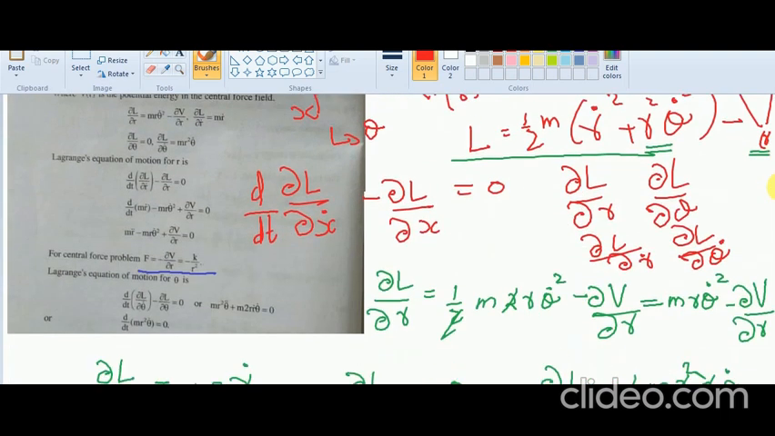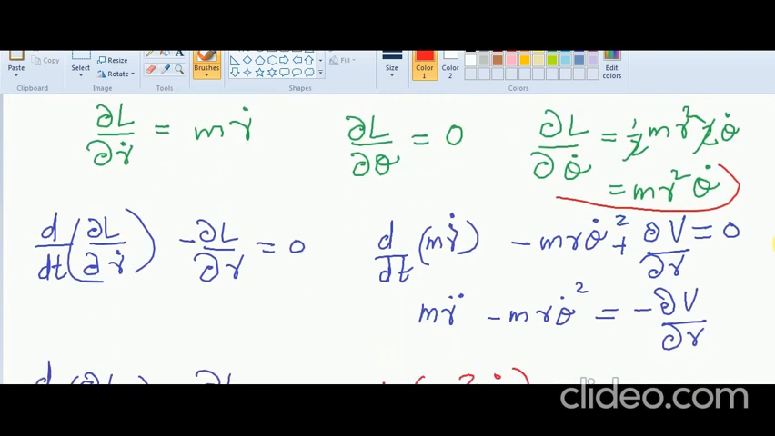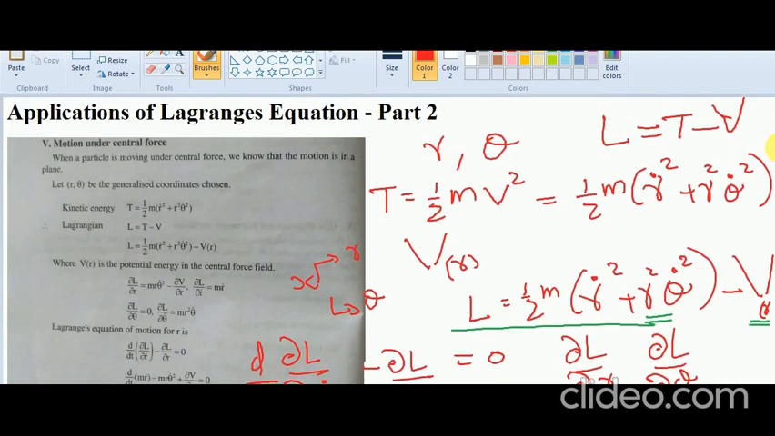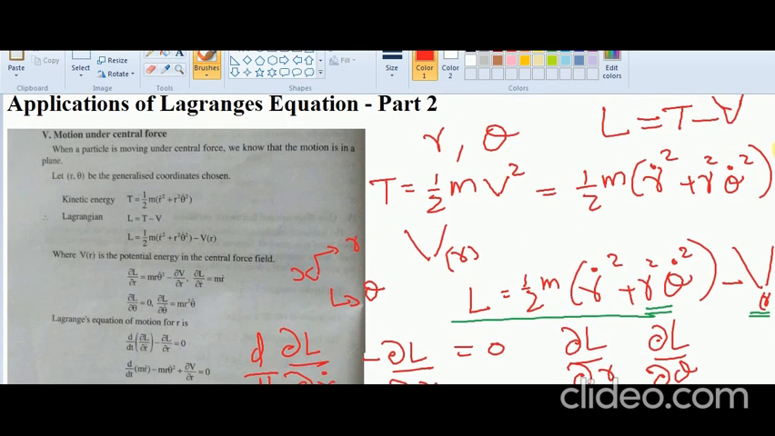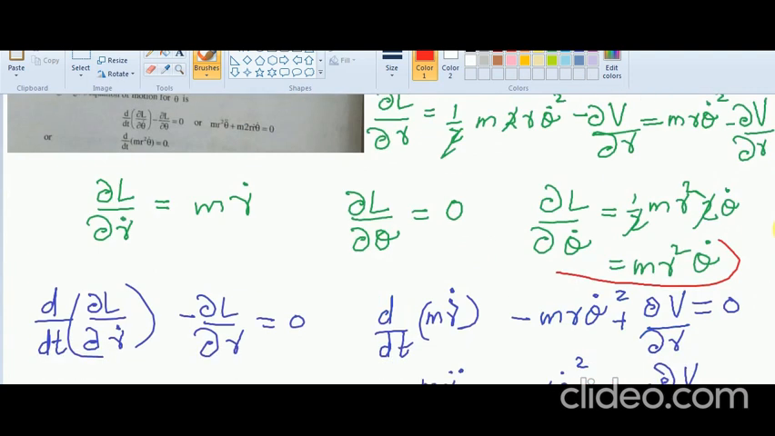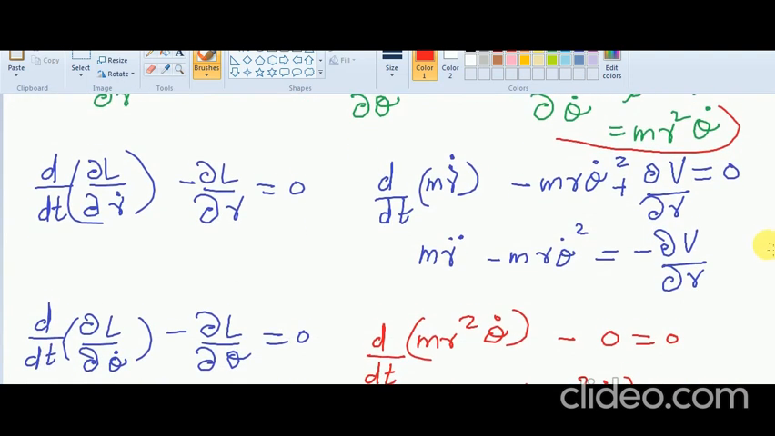The angular momentum is constant. So we derived that also using Lagrange's equation. Only in this derivation we used two separate generalized coordinates, and therefore we used two Lagrange's equations, one with respect to r generalized coordinate, another one with respect to theta. The rest everything is same.